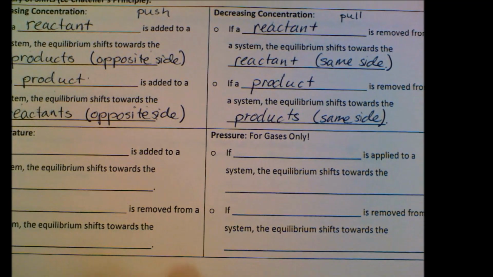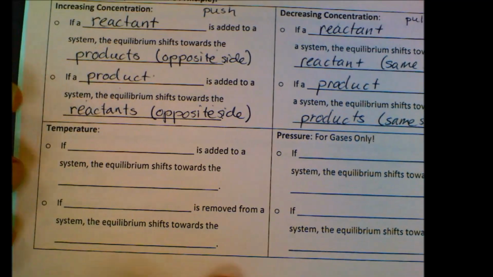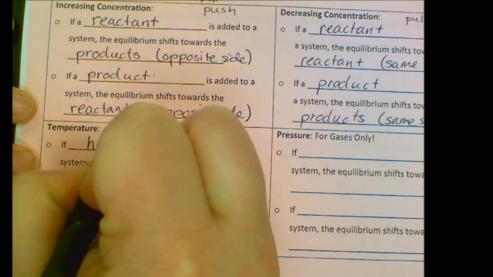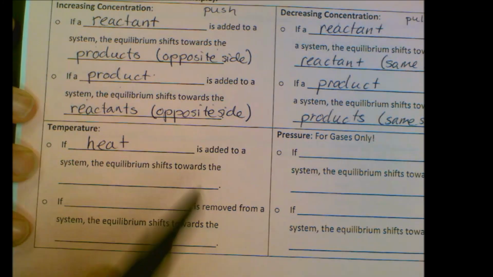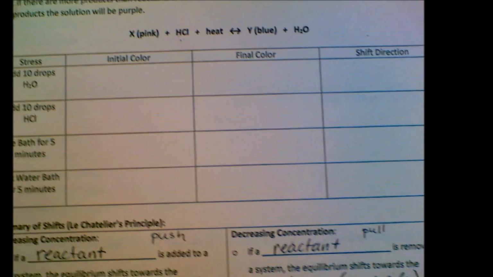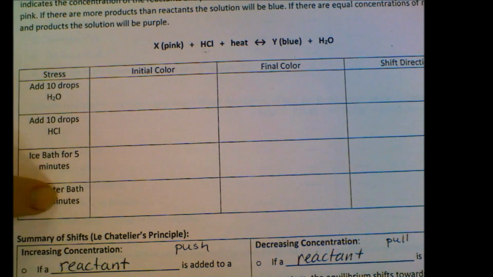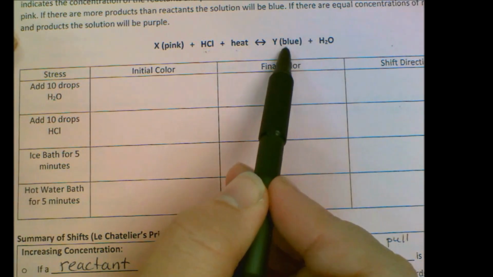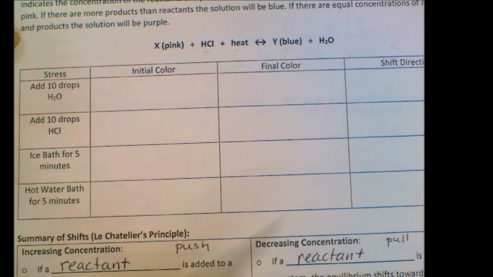All right, temperature. So we did temperature as well. So if heat is added to a system, the equilibrium shifts towards the blank. Okay, so let's look at this one. When we added heat, we put it in the hot water bath. That was our last one. We added heat, it turned blue. So it shifted towards the product side here.